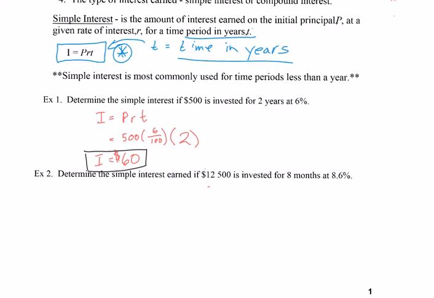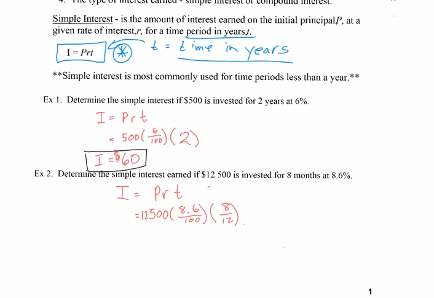This next problem is similar to the others, save for one thing. I is equal to PRT, just like before. We have our principal, which is $12,500, and it's invested for 8 months at 8.6%. Now, here's what we'll do. Let's just do our full substitution. You'll notice that I still did the 8.6 over 100, and that's because you guys had difficulty in your last test. Your last test, you had difficulty changing decimals. So in order to avoid that, for percentages, we just take whatever the rate is and divide by 100.